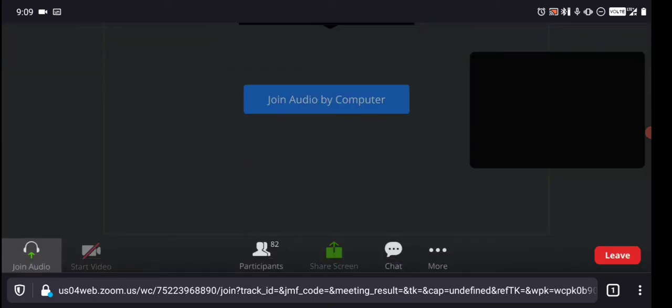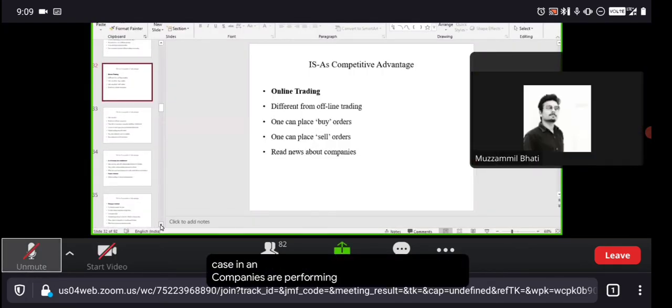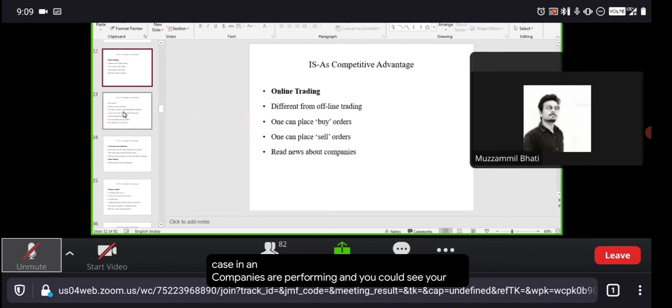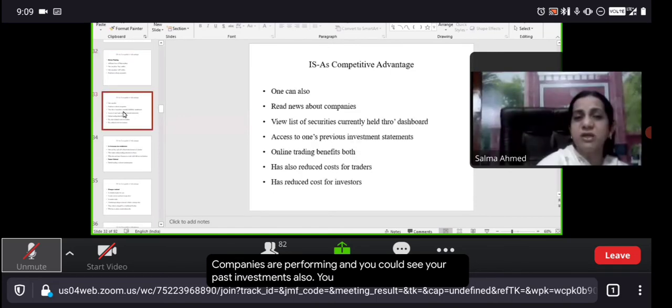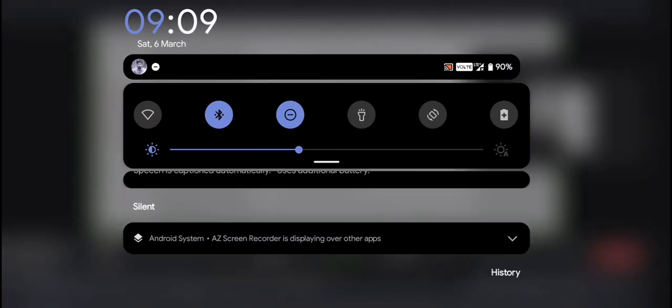You can see how companies are performing, and you could also see your past investments, and all this is available through your dashboard. You can access your previous investment statement, online trading benefits.